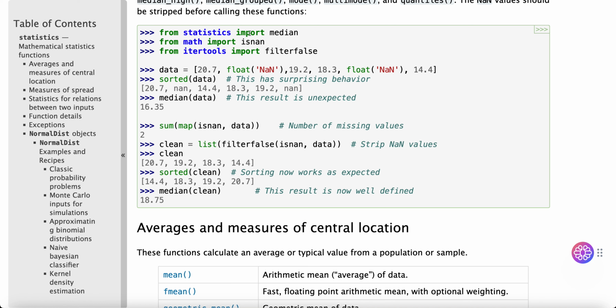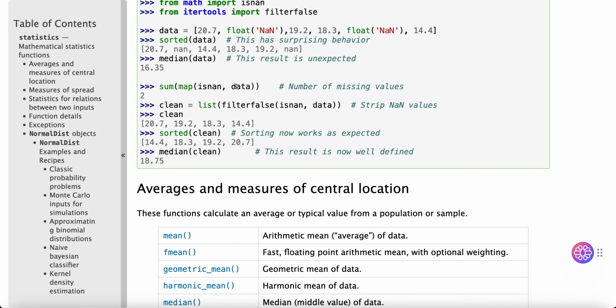From statistics import median. From math import isnan. From itertools import filterfalse. Data equals 20.7, float NaN, 19.2, 18.3, float NaN, 14.4. Sorted data: this has surprising behavior. The median of data: this result is unexpected. Sum of map isnan over data: number of missing values, 2.